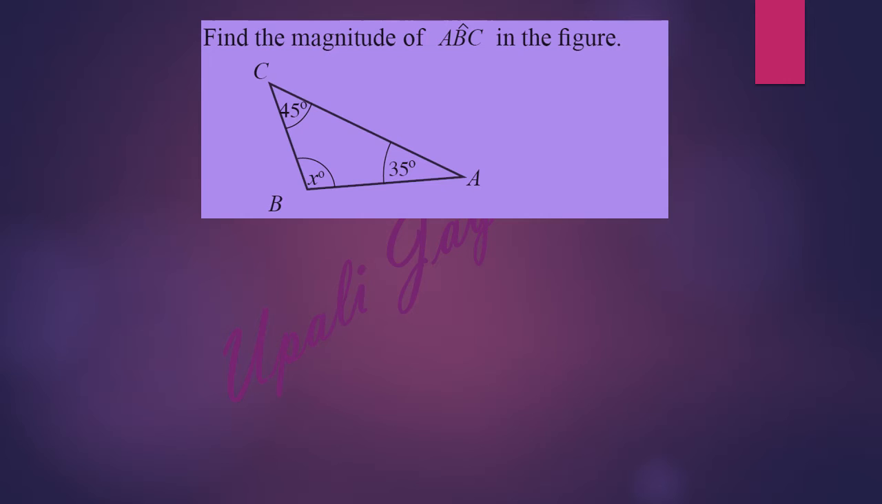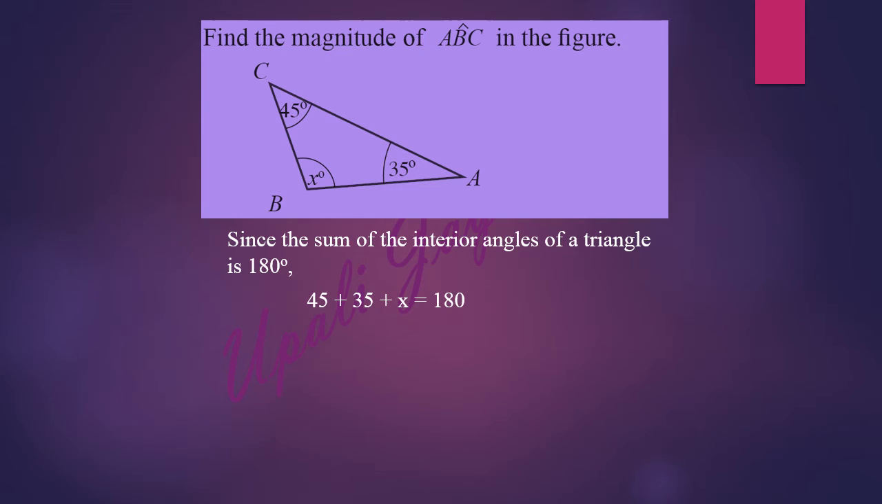Now find the magnitude of angle ABC in the figure. In the triangle, two angles are given, 45 degrees and 35 degrees. You have to find the third angle. Since the sum of the interior angles of a triangle is 180 degrees, 45 plus 35 plus x should equal 180. Then 80 plus x should equal 180. Then you can subtract 80 from both sides. Then you will get x equals 100. That means angle ACB equals 100 degrees.